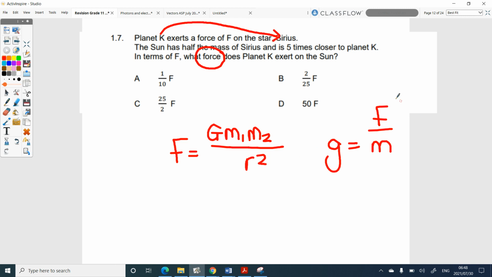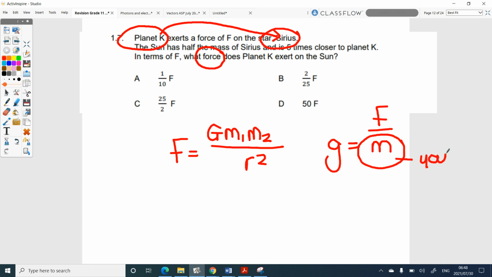Where the problem comes in. Yes, there is a force there, but now they're saying planet K, so to decide between those two, planet K exerts a force on the star. There, how many objects are involved there? Two.